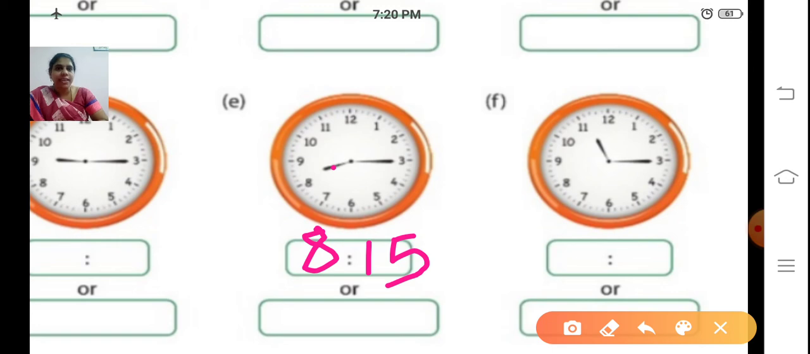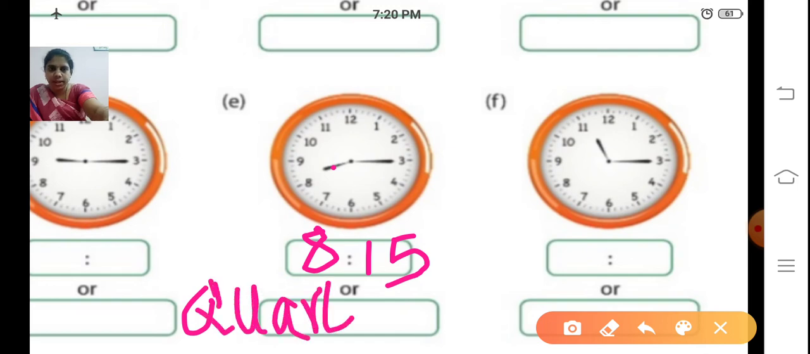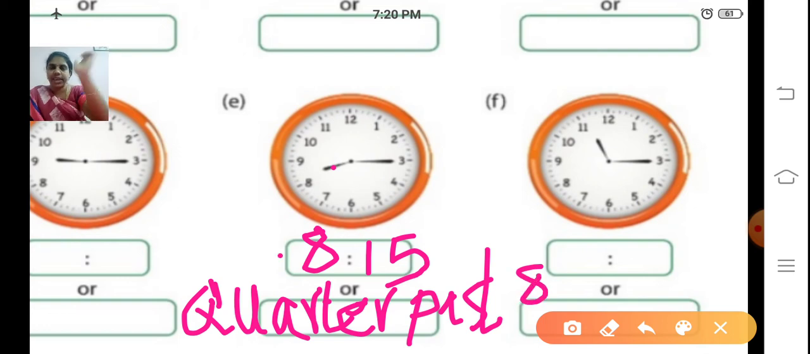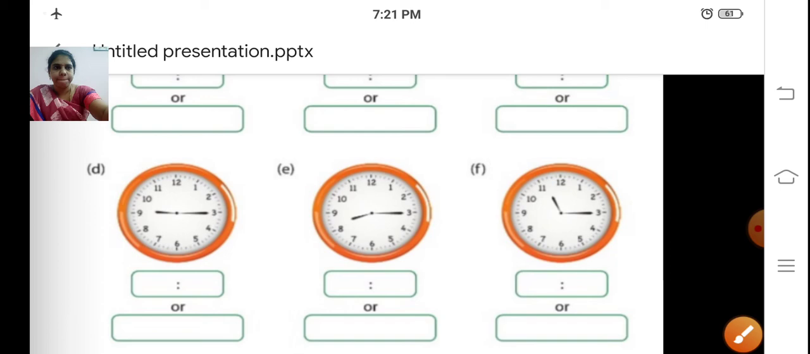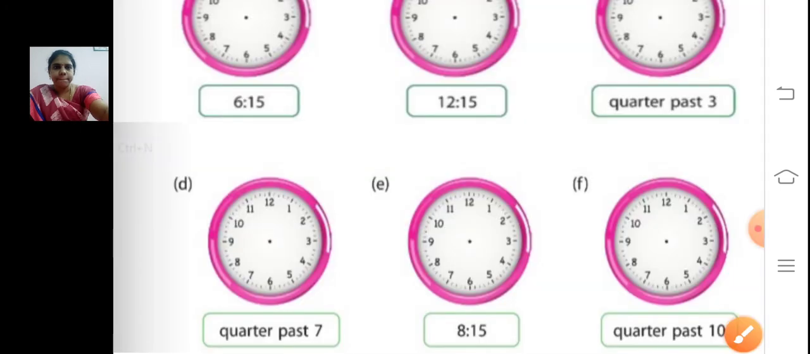How will you write in other way? So 15 minutes has been passed from 8, right? So quarter past. How will you start? Quarter past. 15 minutes has been over. Quarter past 8. From 8 o'clock 15 minutes is over. Quarter past 8. Finished. Quarter past. Time is 8:15. Next one.